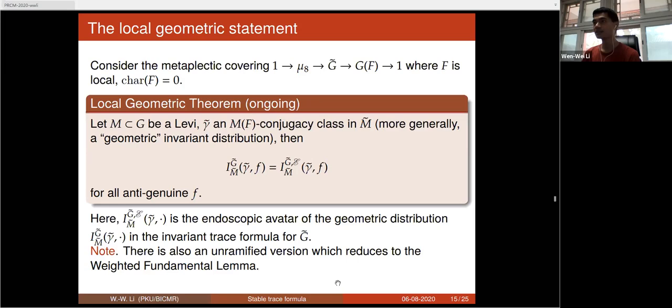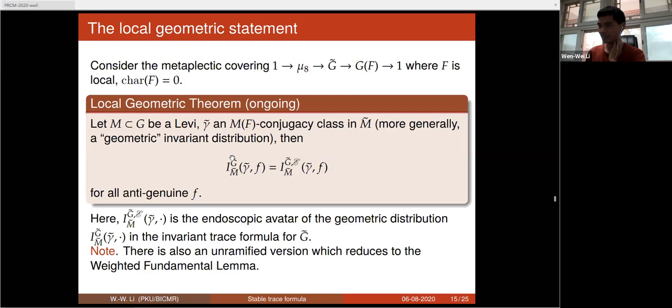So maybe we can say the key part of the stabilization is a local geometric statement. So we consider a local metaplectic covering G tilde. Here F is a local field of characteristic zero. So the local geometric theorem which I hope for is as follows. Remember, in the trace formula, I said its local constituents are something like this.